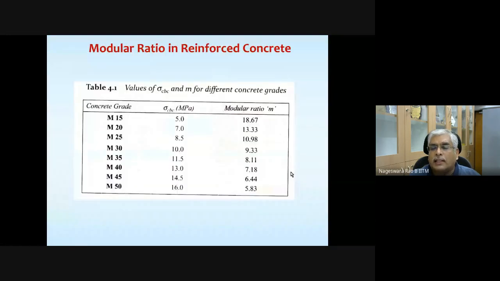Last class I showed you the modular ratio. Now the composite section we are going to deal with is reinforced concrete. In reinforced concrete, you have some reinforcement as well as concrete, so it is going to be a composite section made of 2 materials. For that kind of section, how do I get the modular ratio m?